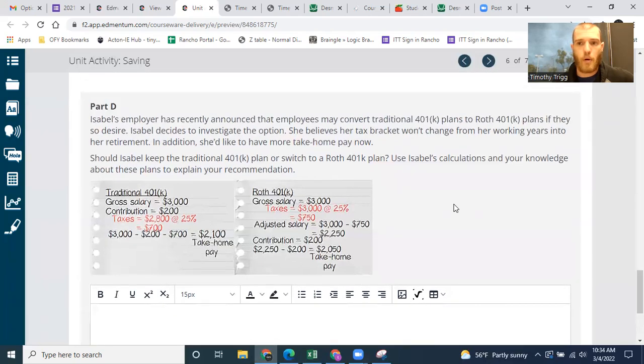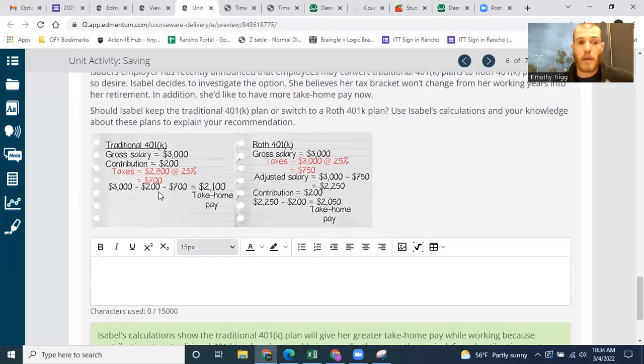All right, well, with that, I'll just explain why she should go for traditional in her case. And basically it gives you the reasoning right here that she'll have a larger take-home pay, which she says she wants, and her tax bracket won't change, or she's not expecting her tax bracket to change when she hits retirement age. Okay, well, that covers the entire assignment. I hope that made sense. I hope you learned something about interest rates, down payments, and retirement accounts, both Roth and traditional.